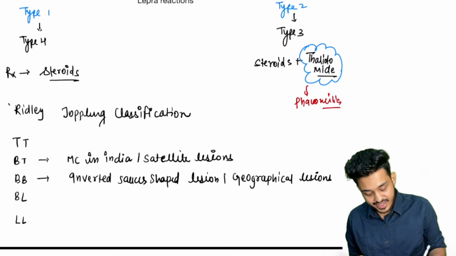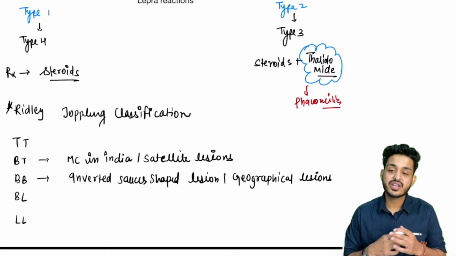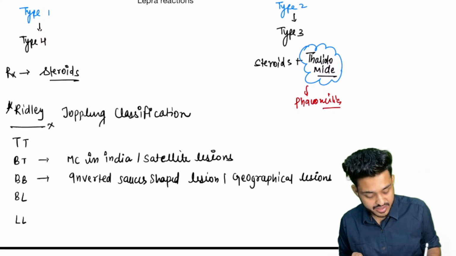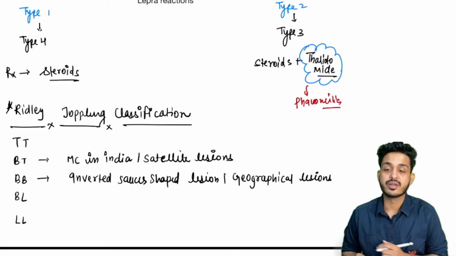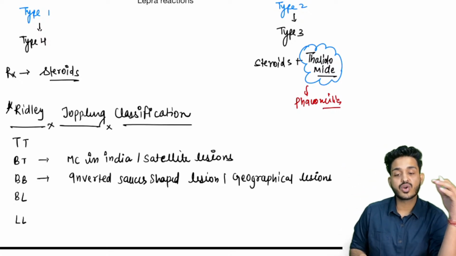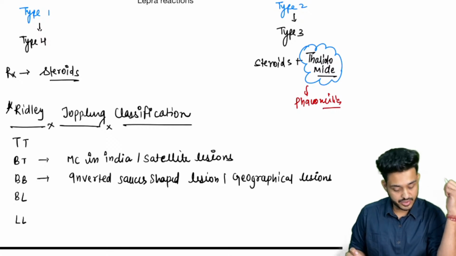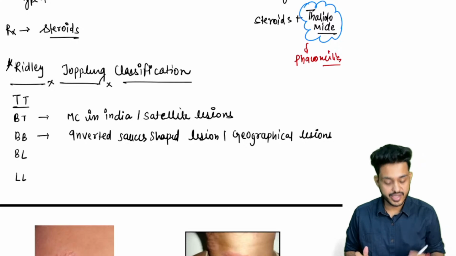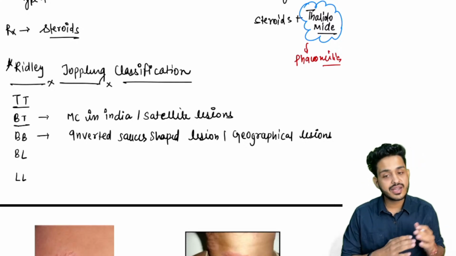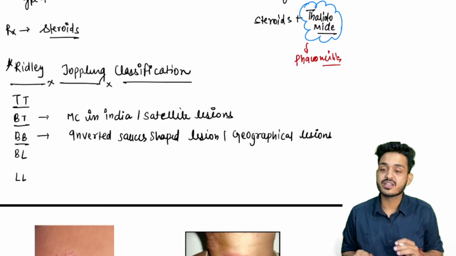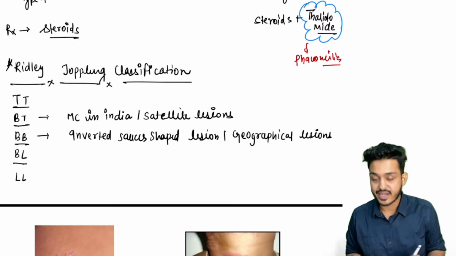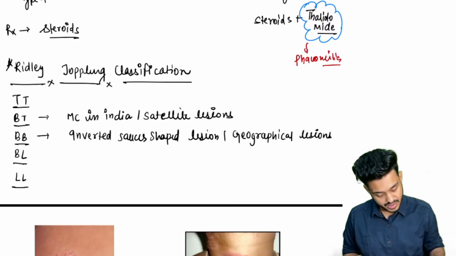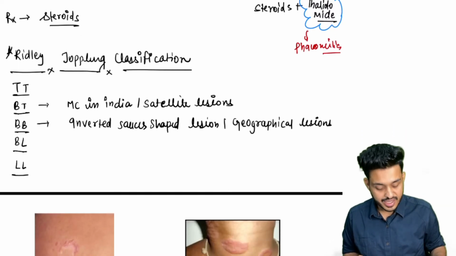Now, for leprosy, we are having a classification and that classification is known as Ridley-Jopling classification. What is its name? That is known as Ridley-Jopling classification. In Ridley-Jopling classification, we have divided the leprosy into certain parts. Okay, so we are having TT, that is tuberculoid. We are having BT, that is borderline tuberculoid. We are having BB, that is borderline. BL, that is borderline lepromatous, and lastly we are having lepromatous leprosy. Okay, so we are having these 5 things.